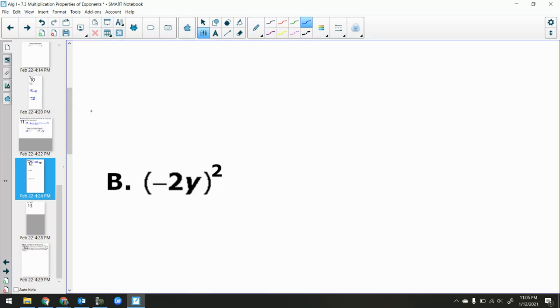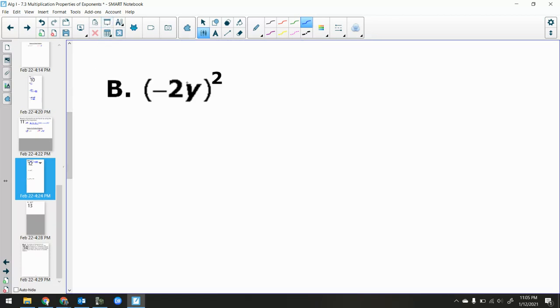Take a look here. Now what's the difference here? The difference is the negative is inside the parentheses. So what I do here is when I distribute that power, I'm actually going to take it still inside parentheses and then distribute the power to both the negative 2 and the y. So this becomes a positive 4y squared.